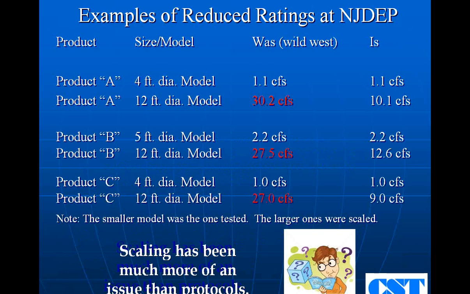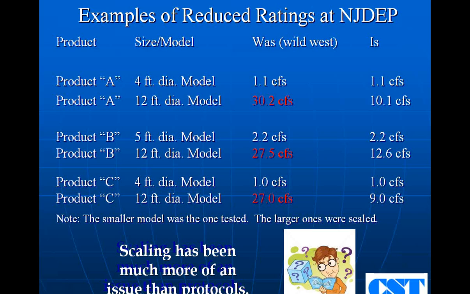One product had its 4-foot model tested. Of course, scale to real didn't change because it was 1.1 CFS. Their 12-foot model, however, was published at 30.2 CFS, never tested, just simply using exponential scaling. Now that they've had to actually provide good scaling, it's at 10.1 CFS. And this is similar the whole way down. The 5-foot model at 2.2 stayed the same, but when the scaling was addressed, the 27.5 became 12.6.